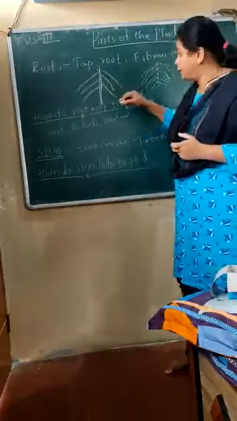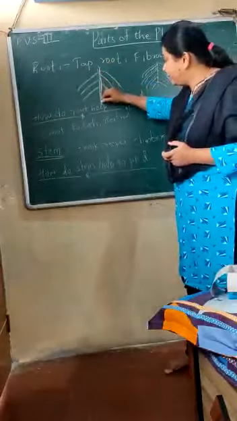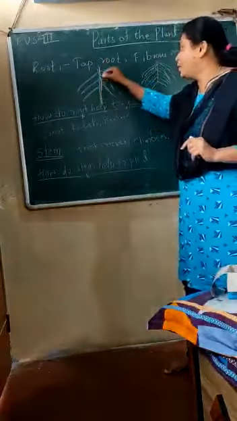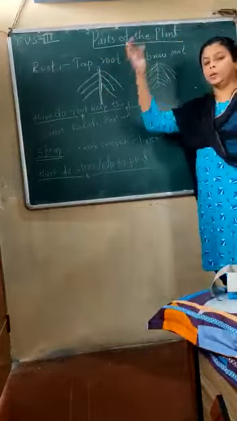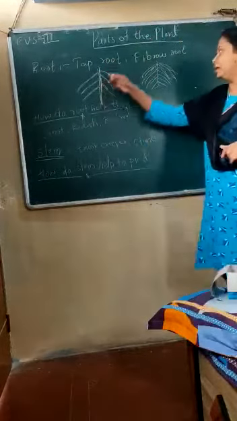Another characteristic of this taproot is that it will be very strong. The main branch will be very strong and they will go very deep into the soil, so they can hold the whole tree. Isn't it? This is called the taproot.